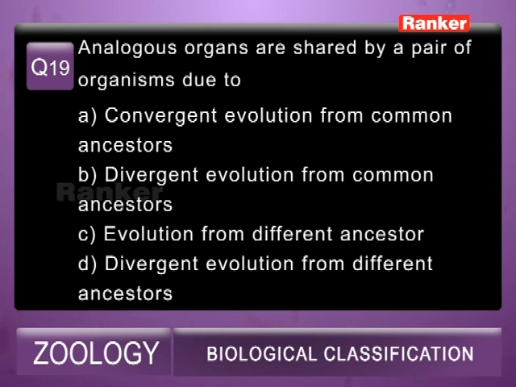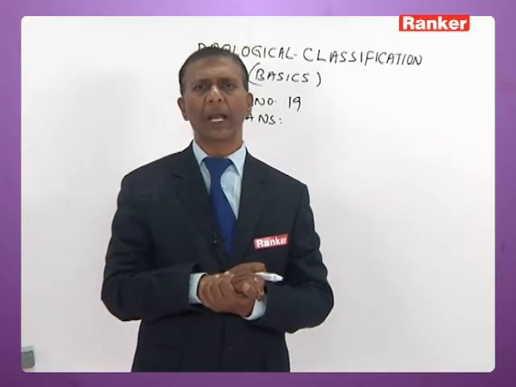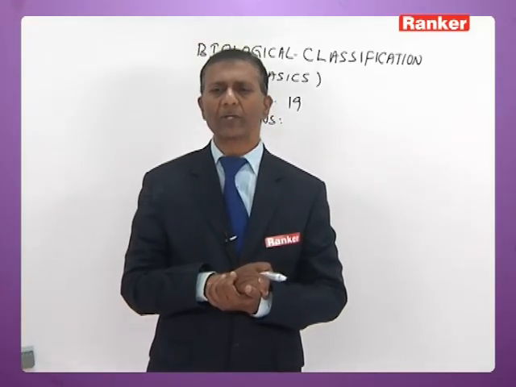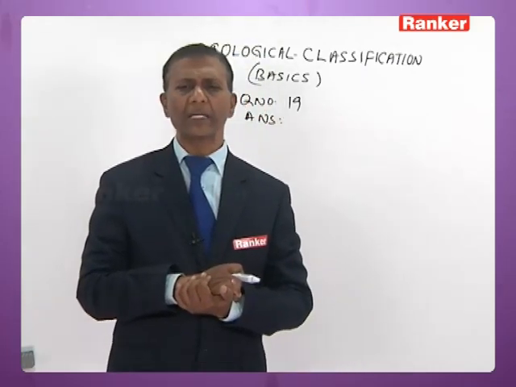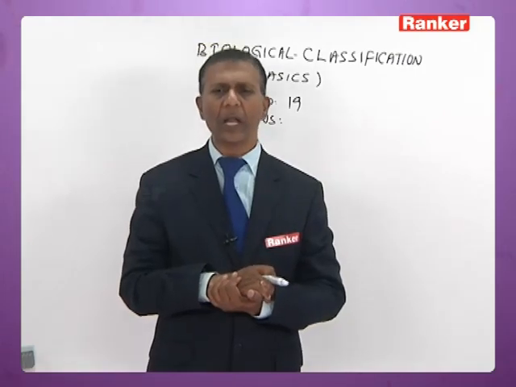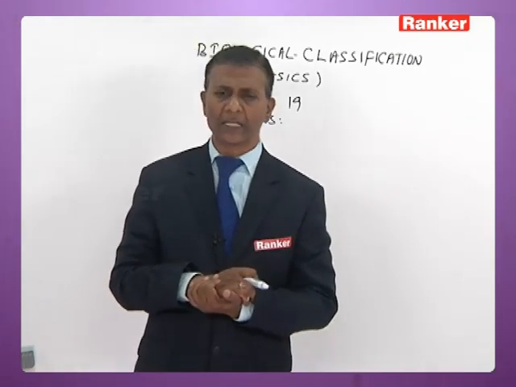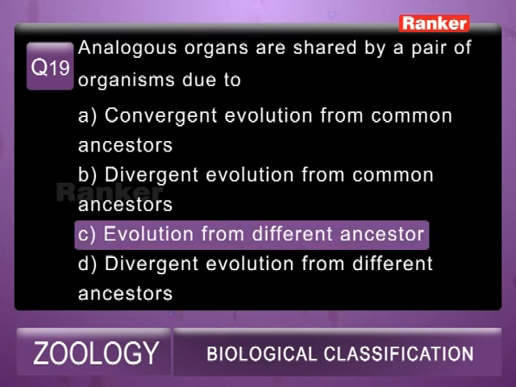So among these options, convergent evolution from common ancestor cannot be, the ancestor is different. Option B, divergent evolution, that is wrong. Option C, evolution from different ancestors. Option D, divergent evolution from different ancestors. So option C seems to be correct for 19th question. Analogous characters are shared by a pair of organisms because of convergent evolution and arise from different ancestors. So the correct option is C, evolution from different ancestors.